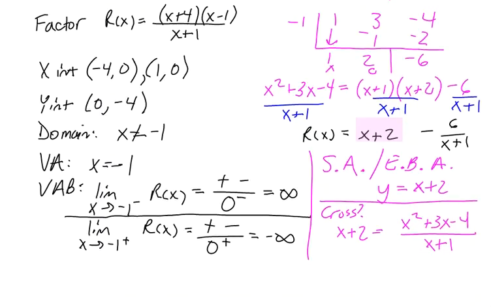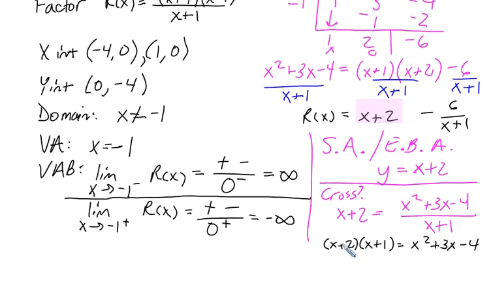Now if we're solving that equation, we can multiply both sides by x plus 1. So x plus 2 times x plus 1 equals x squared plus 3x minus 4. Foil out our left-hand side, and look what happens. The x squareds cancel, and the 3x's cancel, leaving us with 2 is equal to -4. No, that never happens, and there will not be a cross to our slant asymptote.